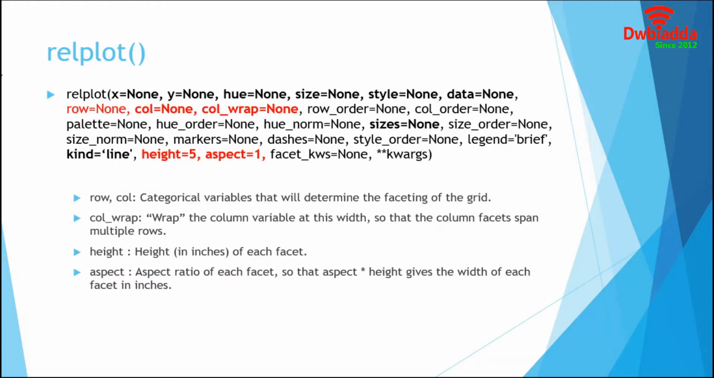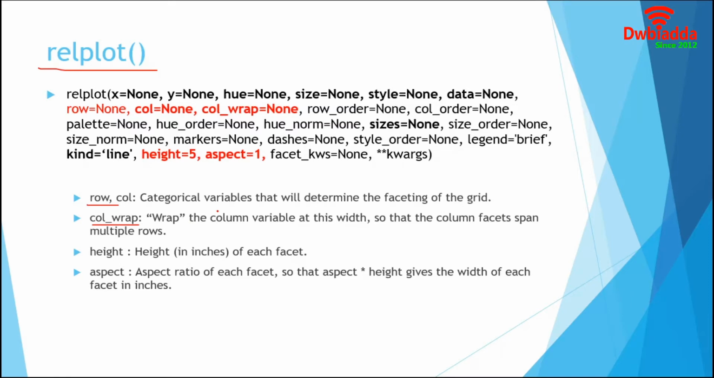We have already worked with relplot and most of its parameters. In this specific session, we will introduce some parameters that are directly related to lattice plots. We set categorical variables on row and col parameters. Those will determine the faceting of the grid. Simply, the classes of the col variable will be displayed column-wise, and similarly the classes of a row variable will be displayed row-wise. Col wrap will wrap the column variable.